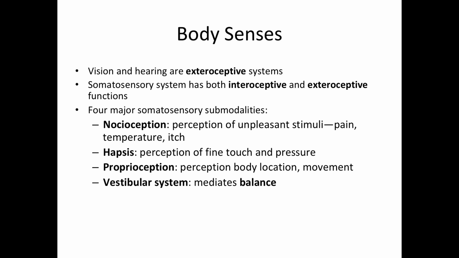So the fourth one is composed of a set of interoceptive receptors within the inner ear and mediate balance. Okay, so the 4 major submodalities are nociception, which is the perception for unpleasant stimuli such as pain, temperature, and itch. Then we have haptics, which is the perception of fine touch and pressure. Proprioception, the perception of body location and movement. And the vestibular system, which is really important for balance.